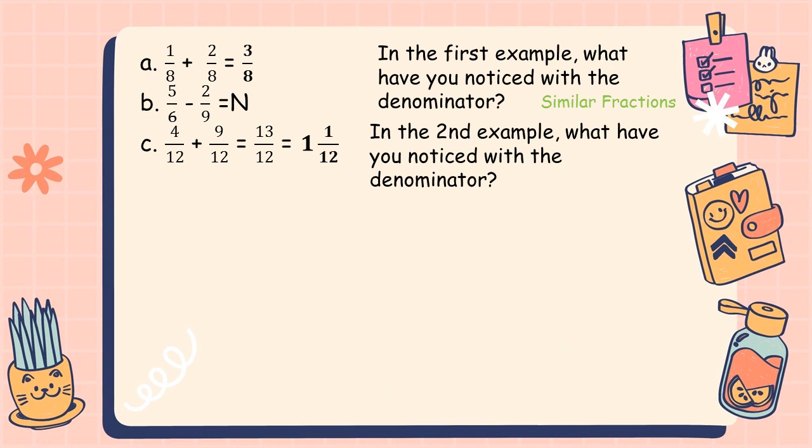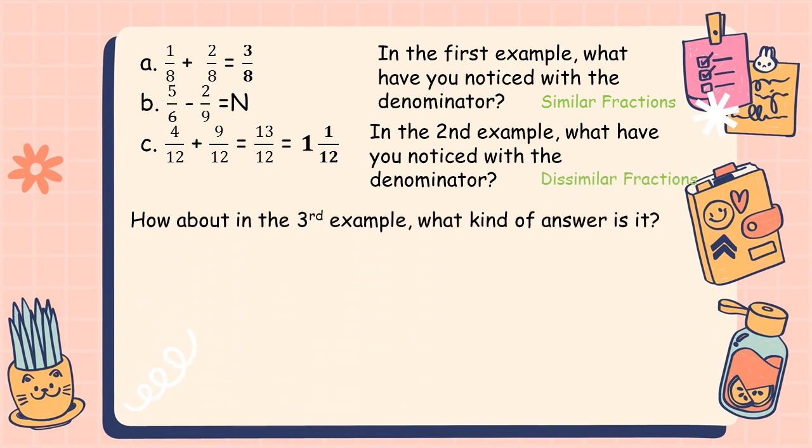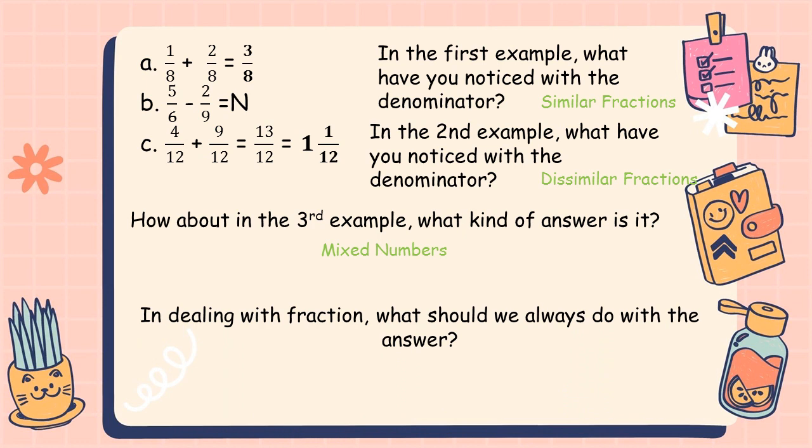How about in the second example? What have you noticed with the denominator? Yes, they have different denominators. And once they have different denominators, this is called dissimilar fractions. And how about in the third example? What kind of final answer do you see in it? Yep, it's a mixed number. A mixed number is composed of a whole number and a fraction. And how do you deal with the fraction in getting the final answer? Yep, we just have to simplify the final answer in lowest terms.